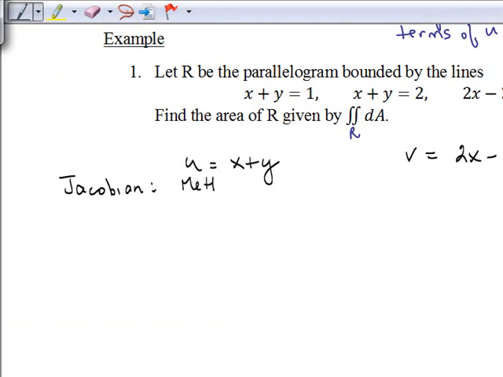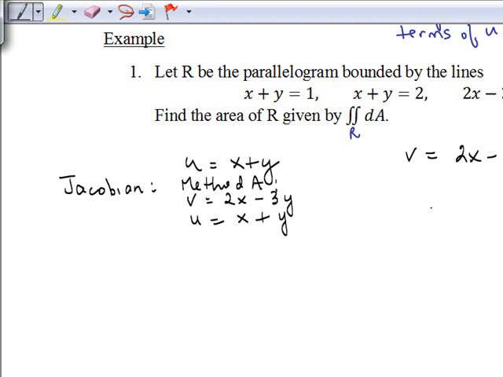Method A. So we need to solve for x and y. In other words, express x and y in terms of u and v. You do this by solving these two equations simultaneously. So let me set them up. You have v equals 2x minus 3y, u equals x plus y.